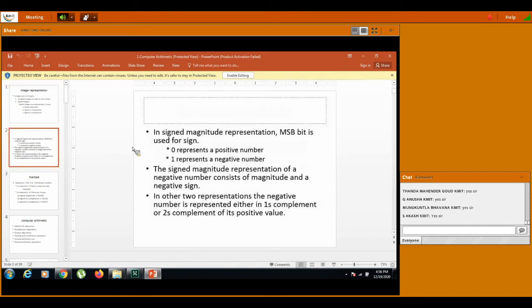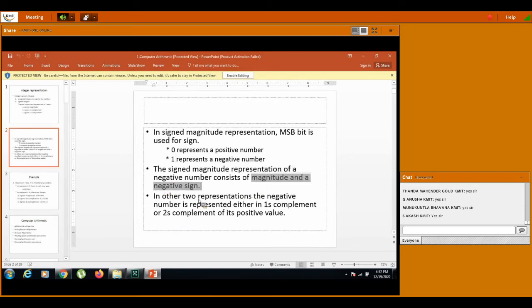So in signed magnitude representation, the most significant bit is used for sign, that is 0 and 1. You know what is MSB, right? The most significant bit, if it is 0, it says that the particular number is positive. If it's 1, it says the particular number is negative. The sign magnitude representation of a negative number consists of magnitude and a negative sign.